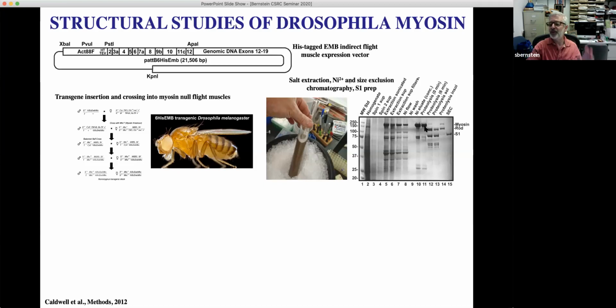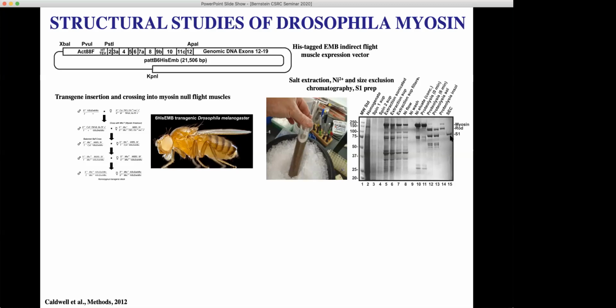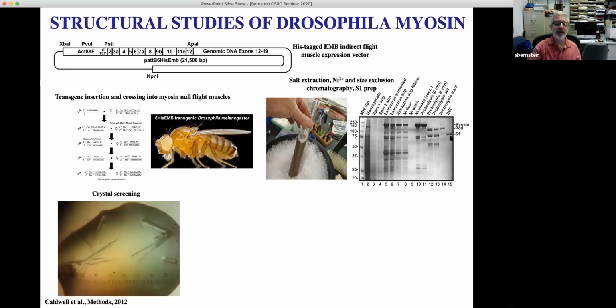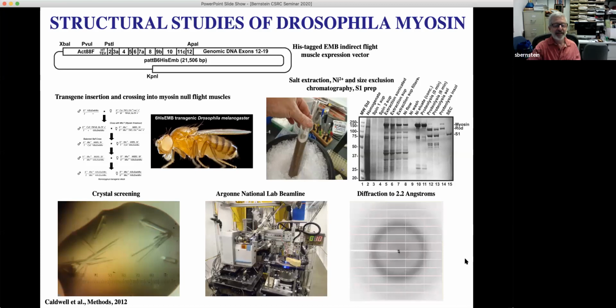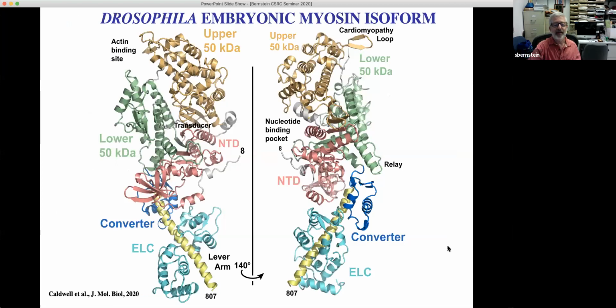All the other myosins and all the other proteins flowed through, and then we could treat with proteolysis, chymotrypsin, and isolate the globular head and get pure single form of S1. And James was successful in crystallizing this protein, took it to the national beamline, got the diffraction to 2.2 angstroms, and he and Tom were able to solve the first insect myosin structure.